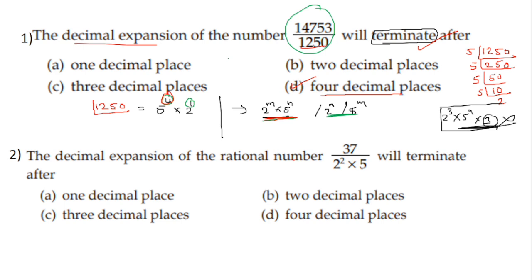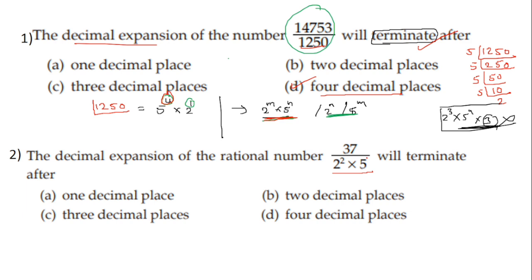The decimal expansion of the rational number 37 upon 2 square into 5 will terminate after how many places. Just now we discussed this. It belongs to the previous sum. Here the denominator is of multiples of 2s and 5. Yes, fine. It is terminating. Yes, we can say that. And we need to say how many decimal places.